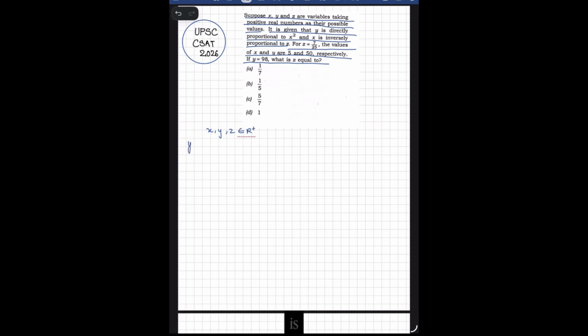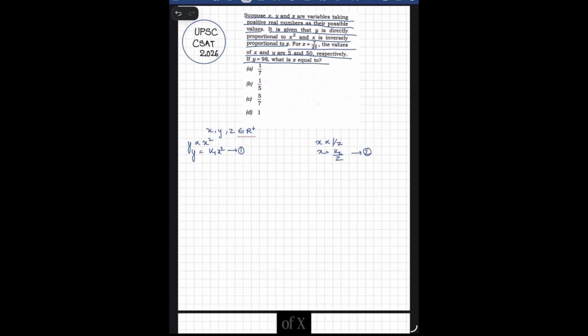Also, it is given that y is directly proportional to x square, which means y is equal to k1 x square, where k1 is any constant. So this is equation 1. It is also given that x is inversely proportional to z, which means x is equal to k2 by z, where k2 is any constant. So this is equation 2.